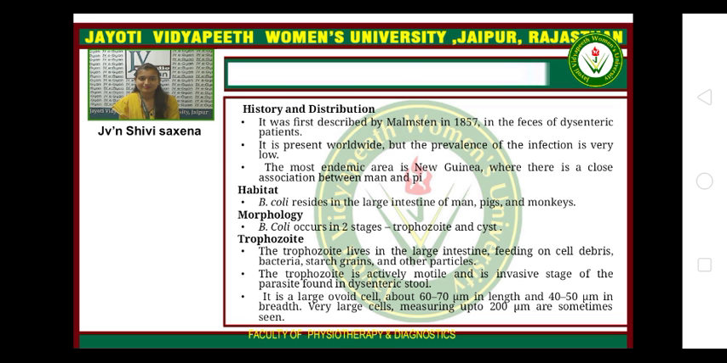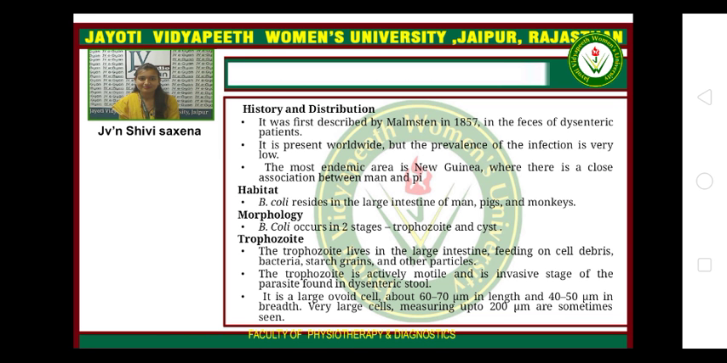Habitat: B. coli resides in the large intestine of man, pigs, and monkeys. Morphology: B. coli occurs in two stages: trophozoite and cyst. Trophozoites: the trophozoite lives in the large intestine, feeding on cell debris, bacteria, starch, grain, and other particles.